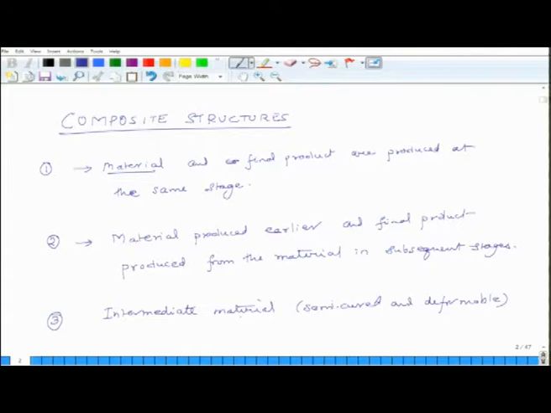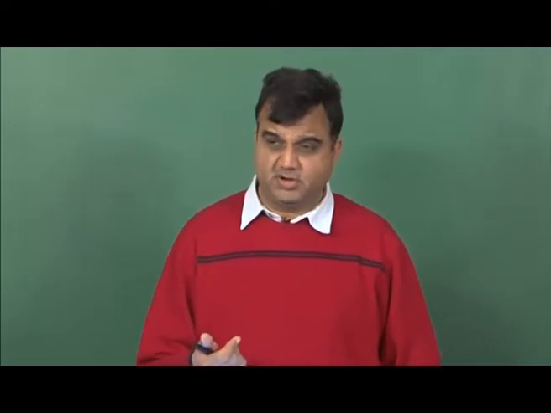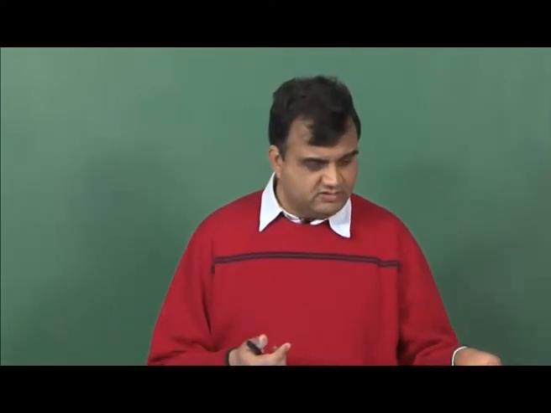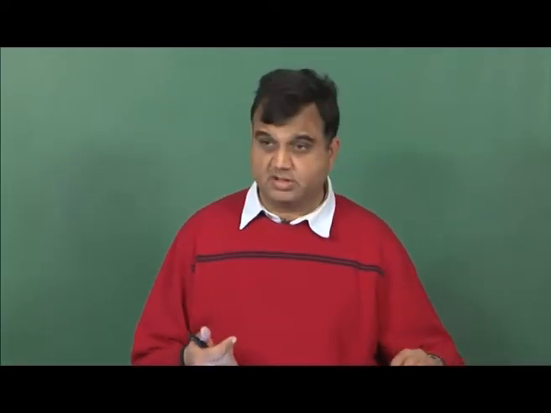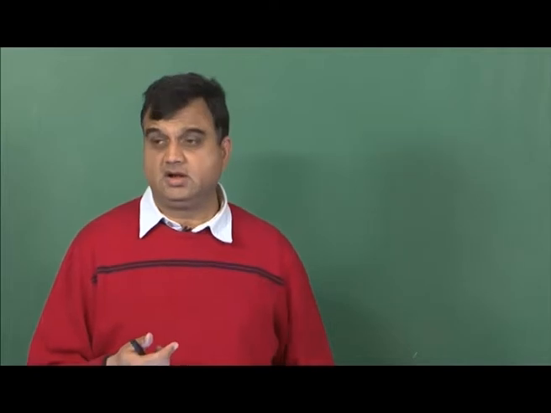So you produce some intermediate material, and then in the next stage you produce the final product in a different stage. So these are intermediate materials, and there are three classes of intermediate materials. I will just give their names right now. So one is called a sheet metal compound or SMC. The other one is called a BMC, okay, bulk material compound, and the third thing is called a prepreg.